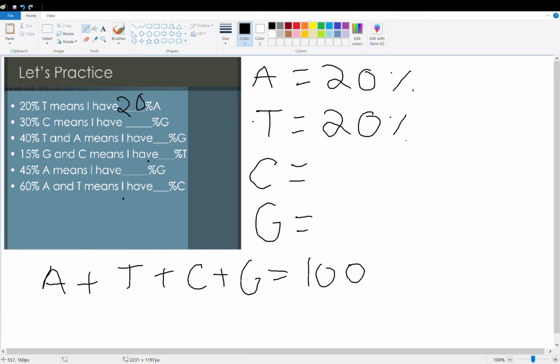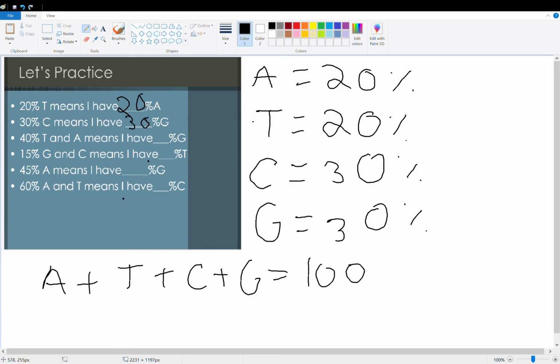C stands for cytosine and G stands for guanine. However many C's I have will always equal the amount of G's I have, and vice versa. So if I have 30% C's, then I will also have 30% G's. So they will always be the same.